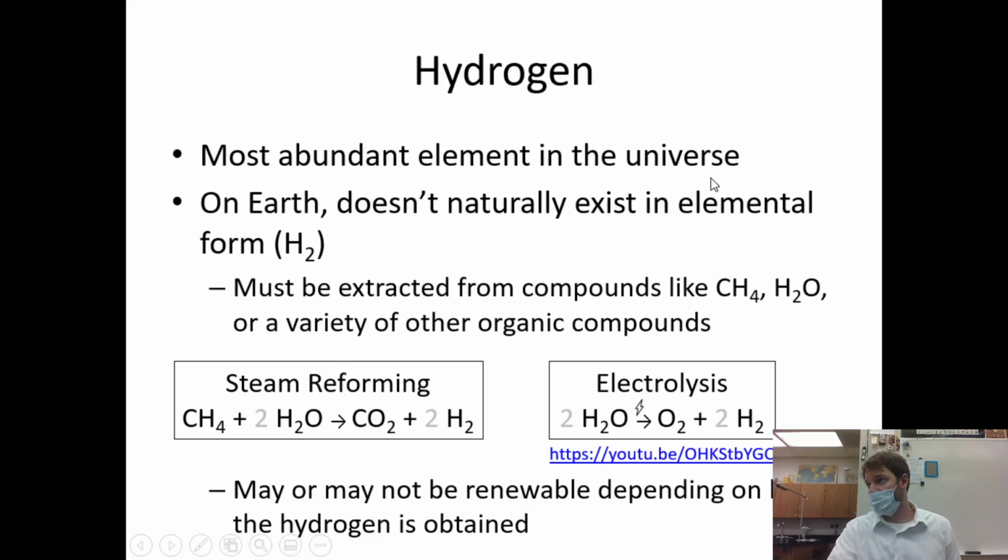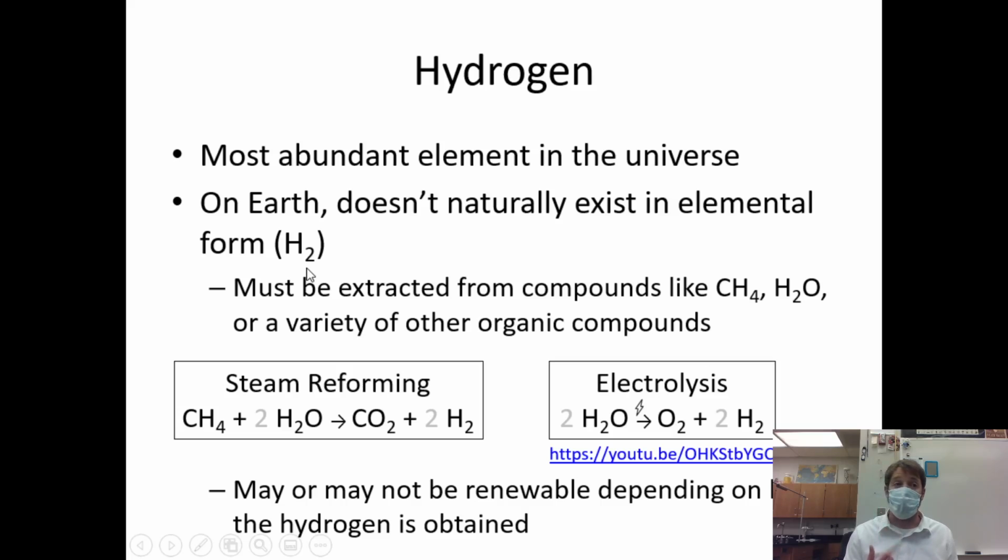The stars are made of hydrogen. Stars fuse hydrogen into heavier elements like helium, and then later stages of the star's life into iron. So there's plenty of hydrogen in the universe. And so on the surface, this might be like, yeah, let's use hydrogen if there's so much of it. Problem is, hydrogen is relatively uncommon by itself on Earth. Hydrogen by itself is H2, molecular hydrogen.